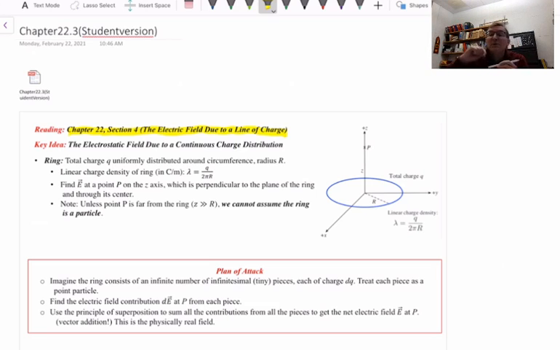You can have curved lines. You could have something shaped like a circle, with charge smeared out around the circumference of the circle. We would call that a ring. And in fact, that's the first situation we're going to deal with in this section.